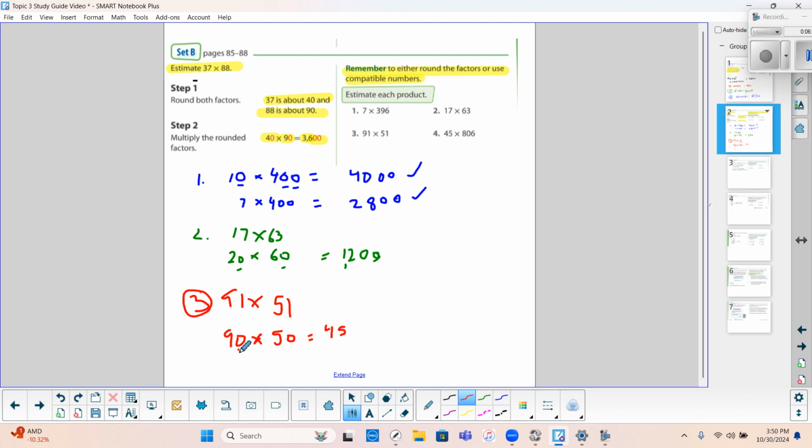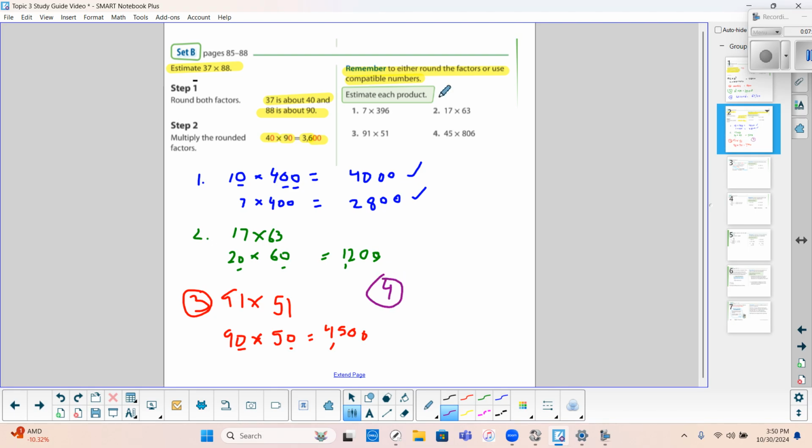And add 2 zeros to the end of that. 1, 2 zeros. Answer is 4,500. And just to not make the screen any smaller, I'm going to do number 4 down here.